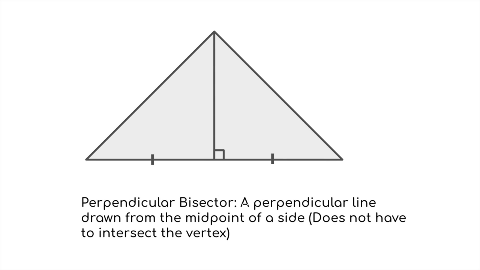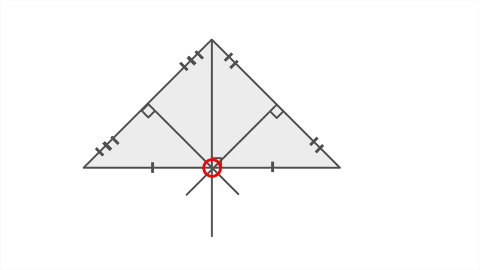The final line, a perpendicular bisector, is a line that goes through the midpoint of a line, in which it is also perpendicular to the same line. It is basically an altitude and a median combined, however, it does not have to intersect the vertex. To actually get these triangle centers, you need to find out where these types of lines intersect. In this example, we can see that the three perpendicular bisectors intersect at this point, meaning that this would be the circumcenter. Now, onto the properties of each of these points.